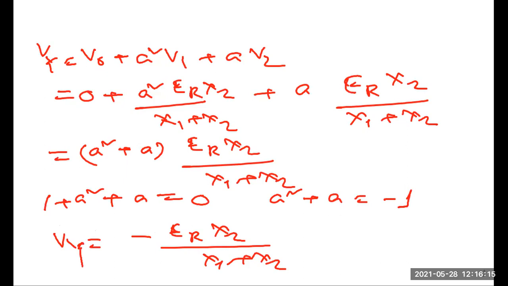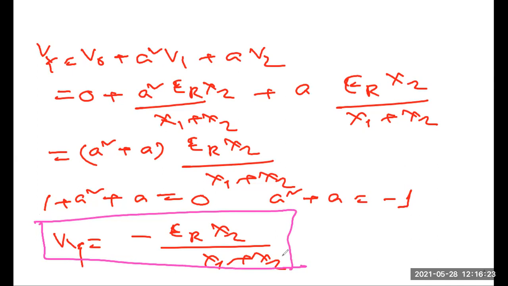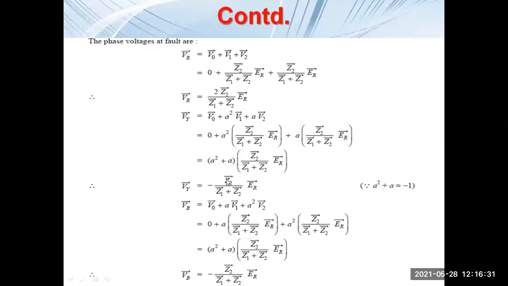So that means this is the expression of Vy. Vy equal to minus ERX2 by X1 plus X2. So I will show you in the slide. Vy equal to minus Z2 by Z1 plus Z2 into ER. Yes or no? Correct? Okay, fine. Now we'll calculate Vv.